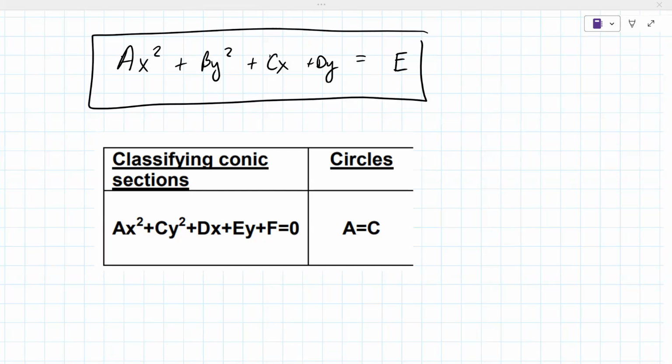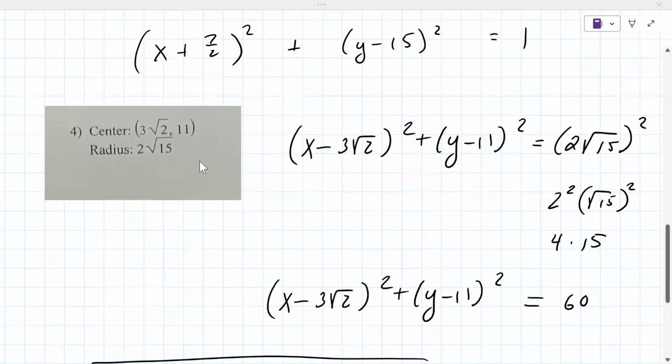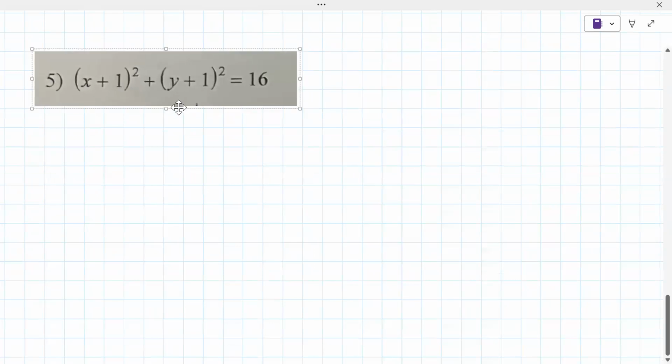Okay, so back to this problem. No, you don't expand. I mean, you could FOIL, but I don't think that's what it's asking you to do. Okay. All right, so let's look at number 5. This is a working backwards problem. Good thing to write the standard form underneath.